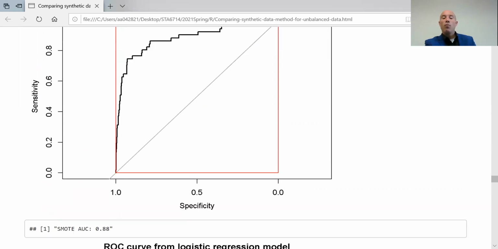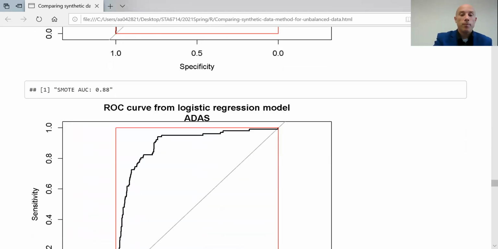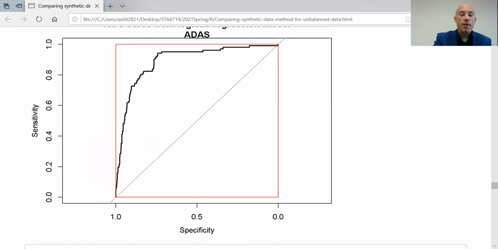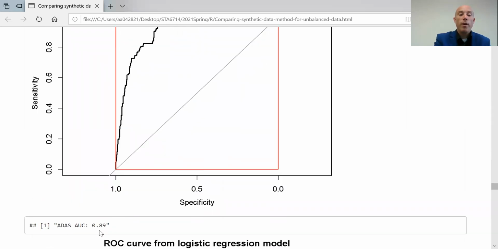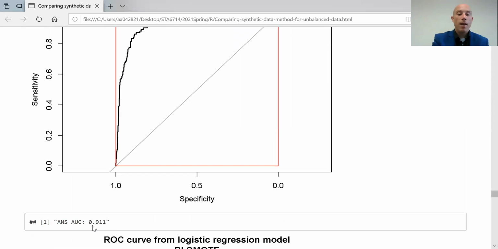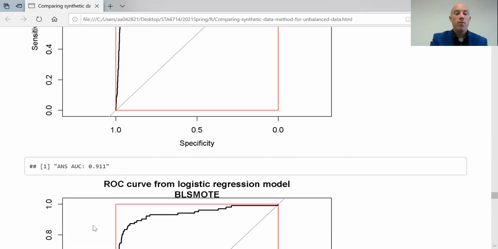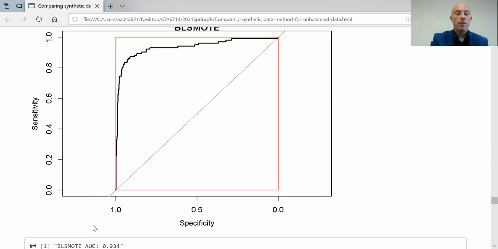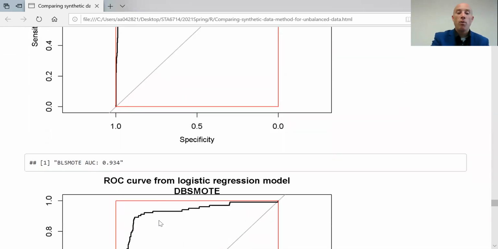Now, when we do a smote from data mining with R, we can see that we have 0.88 again. So we really got no improvement from that algorithm. Here we have ADAS, and we see it's 0.89. All right, that's a little bit of an improvement. So ADAS is our best one so far. Then ANS, we got 0.91. That's our best. BL smote is 0.93. All right, so that one is our best so far. So BL smote is our leader.